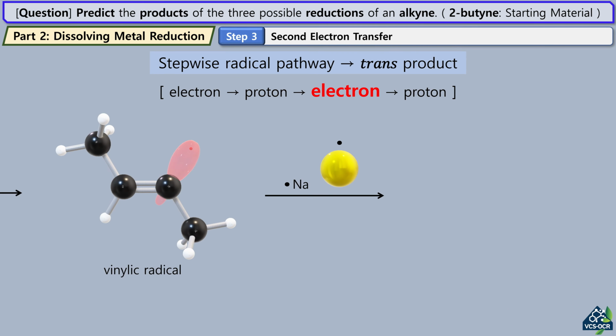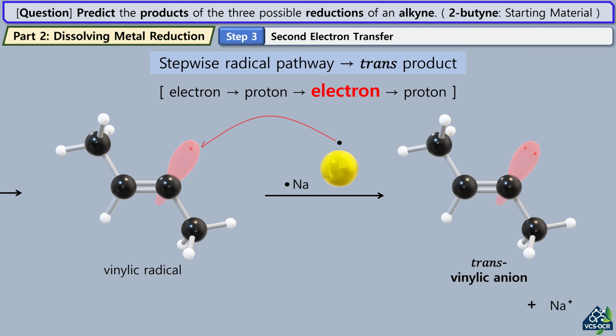Step 3. Second electron transfer. A second electron from sodium reduces the vinylic radical to a vinylic anion. The anion maintains the established trans-like geometry to minimize electron repulsion.